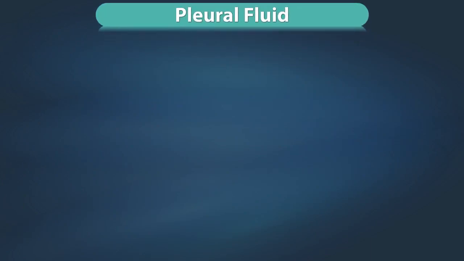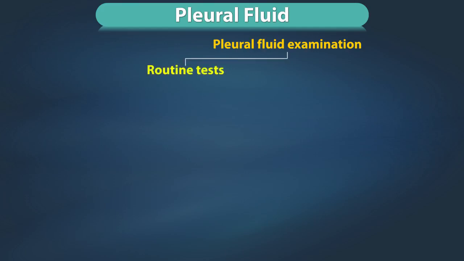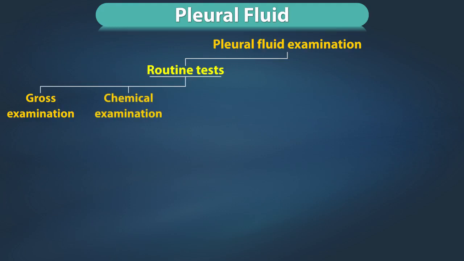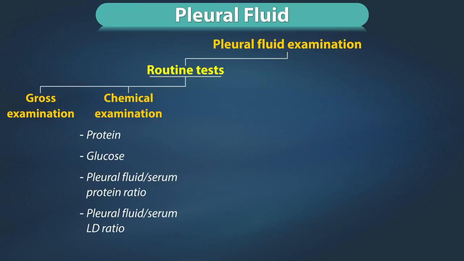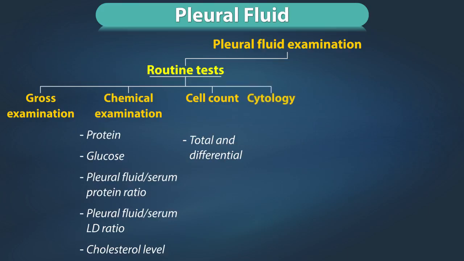Pleural fluid. Recommended tests for pleural fluid include routine tests, which include gross examination. Chemical examination includes protein, glucose, pleural fluid to serum protein ratio, pleural fluid to serum lactate dehydrogenase ratio, and cholesterol level. Cell counts, including total and differential count, cytology, culture, and Gram stain.